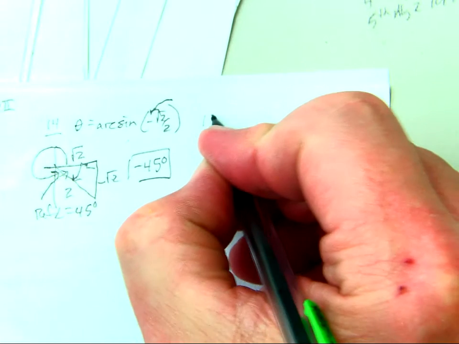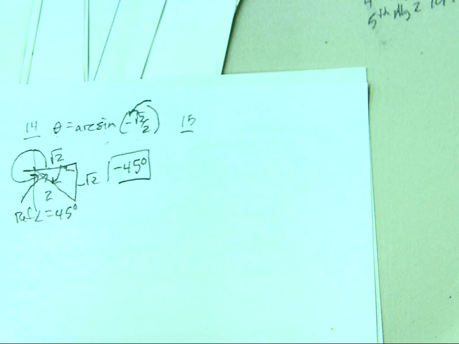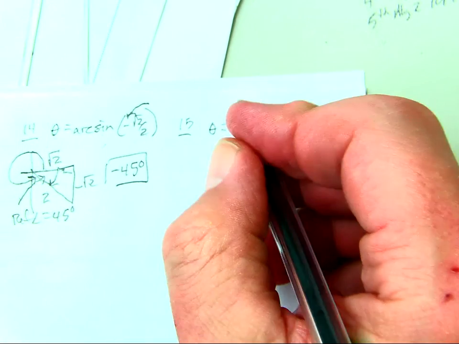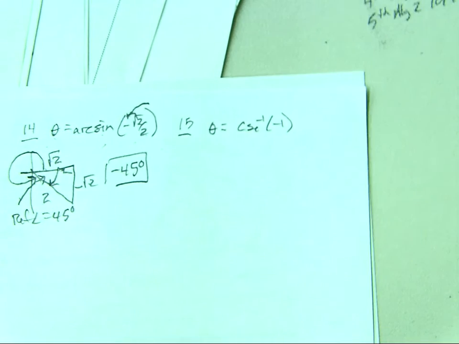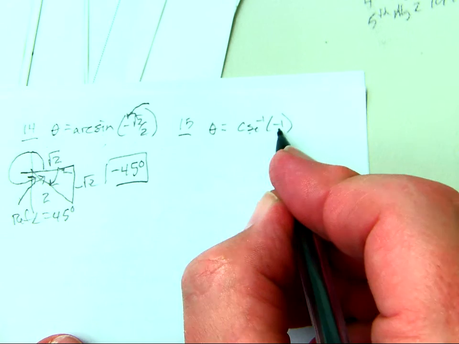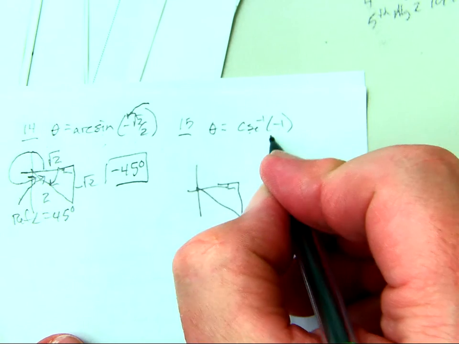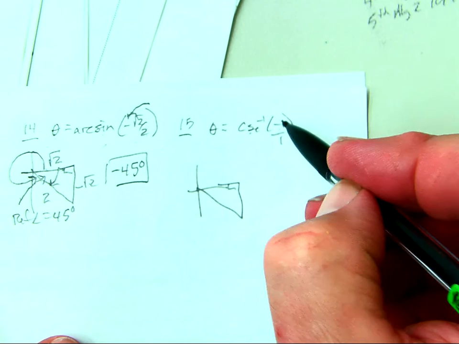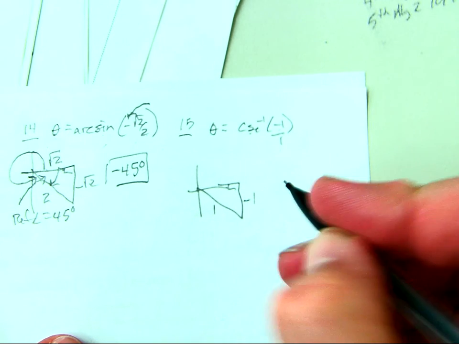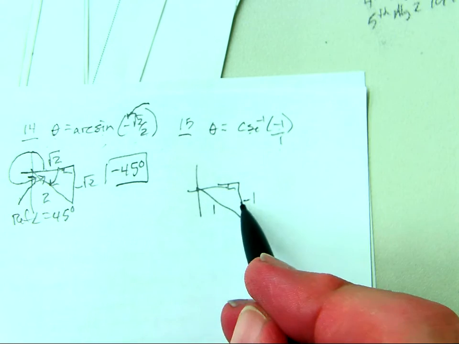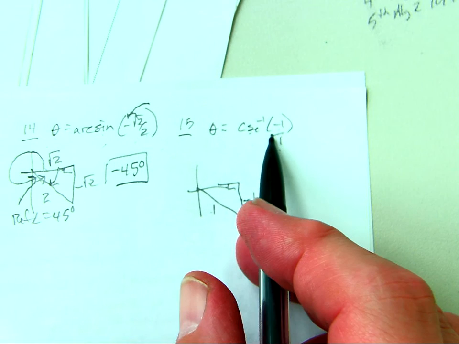All right, let's look at 15. 15 is theta equals the inverse cosecant of negative 1. Well, if we draw that, cosecant is negative in quadrant 4. If I draw that in quadrant 4, let's say cosecant is hypotenuse over opposite. So the hypotenuse is 1 and the opposite is negative 1. Well, that's impossible because the leg and the hypotenuse can't be the same length. So this is one that's not a triangle.